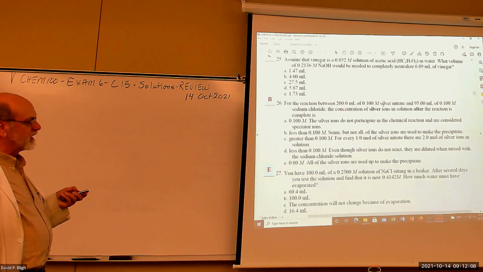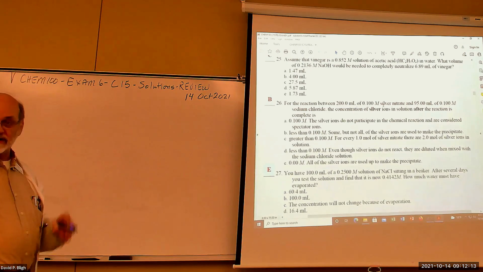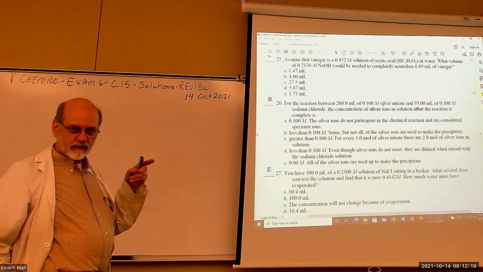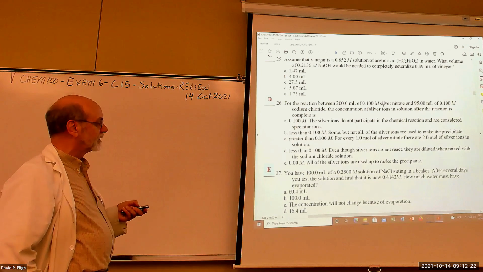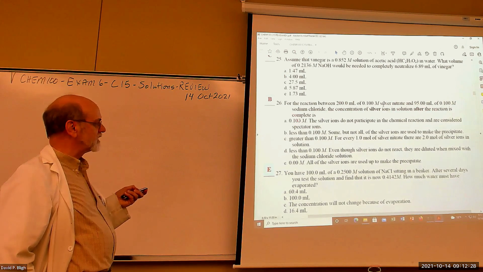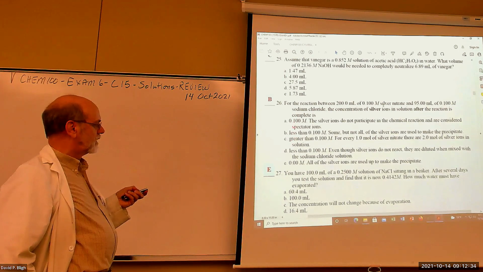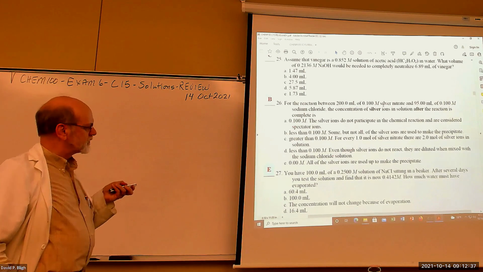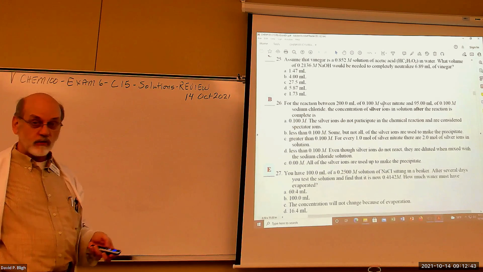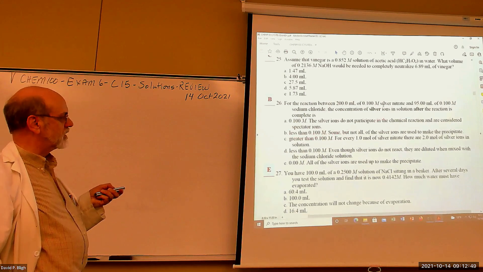For the reaction between 200 milliliters of 0.1 molar silver nitrate and 95 milliliters of 0.1 molar sodium chloride. So here's that same reaction again. Sodium chloride and silver nitrate yield sodium nitrate and silver chloride solid. The concentration of silver ions in solution after the reaction is complete is... Let's look at the answers. The silver ions do not participate in the chemical reaction. That's false. Without the silver ions, you won't have a reaction. Less than 0.1 molar would be the concentration of silver ions.